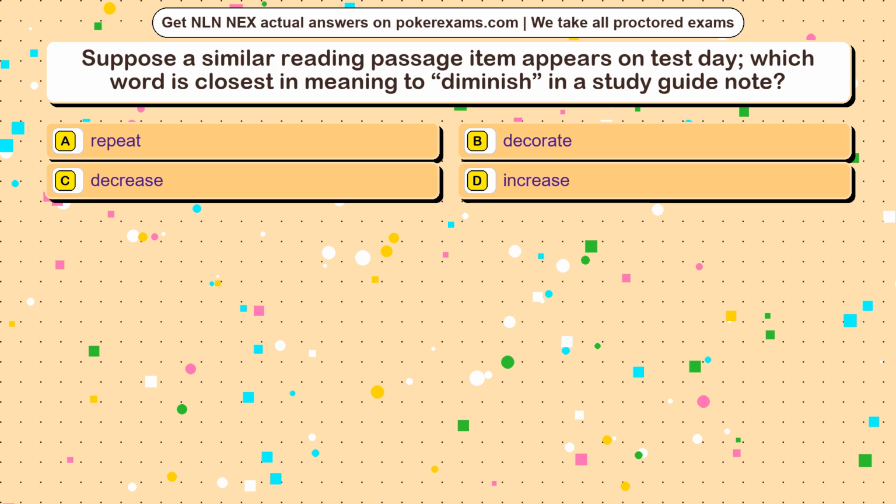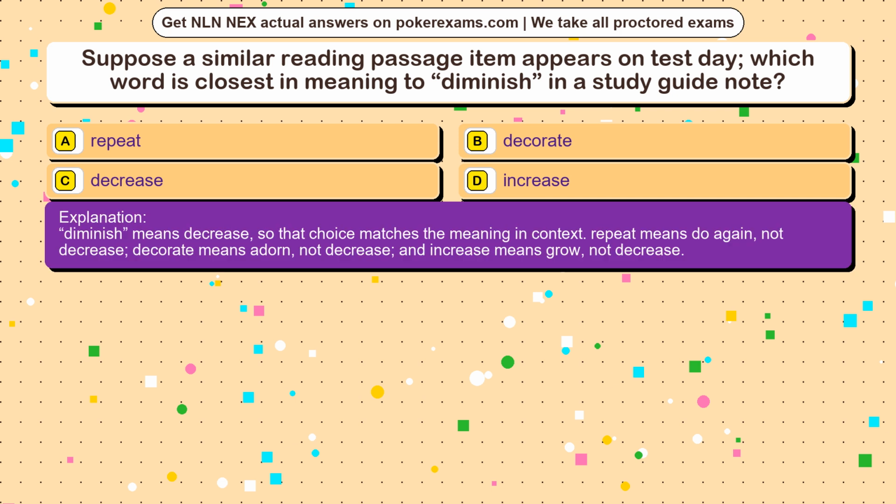The correct answer is option C. Diminish means decrease, so that choice matches the meaning in context. Repeat means do again, not decrease. Decorate means adorn, not decrease. And increase means grow, not decrease.